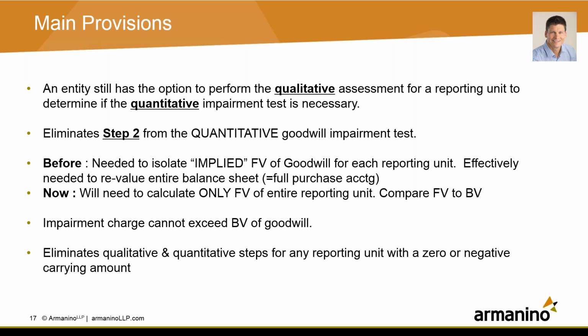But again, for purposes of simplification, the impairment charge that you're recording can't exceed the book value of the goodwill. And then one other thing that ASU added here was just to eliminate both the qualitative and quantitative steps for any reporting unit. If you have a 0 or negative net carrying amount, so that if the assets are exceeded by the liabilities on that balance sheet for that reporting unit, then it effectively says you don't need to do any sort of annual impairment testing, because obviously you're carrying that reporting unit at a net negative balance.